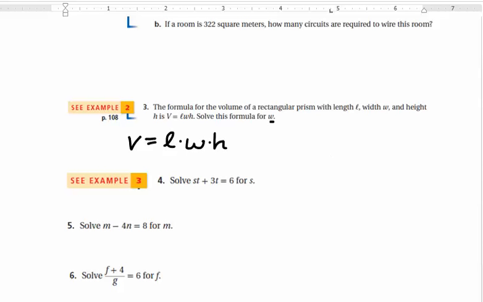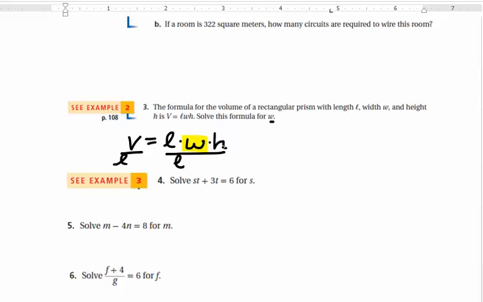It's very important that you know what they're trying to solve for. W. That's this variable right here. That means that I want that on one side of the equation by itself. Now it's already on the right side, so that's fine. I can leave it there. But it's being multiplied by L and by H. The opposite of multiplying by L is dividing by L. So I need to divide both sides by L.